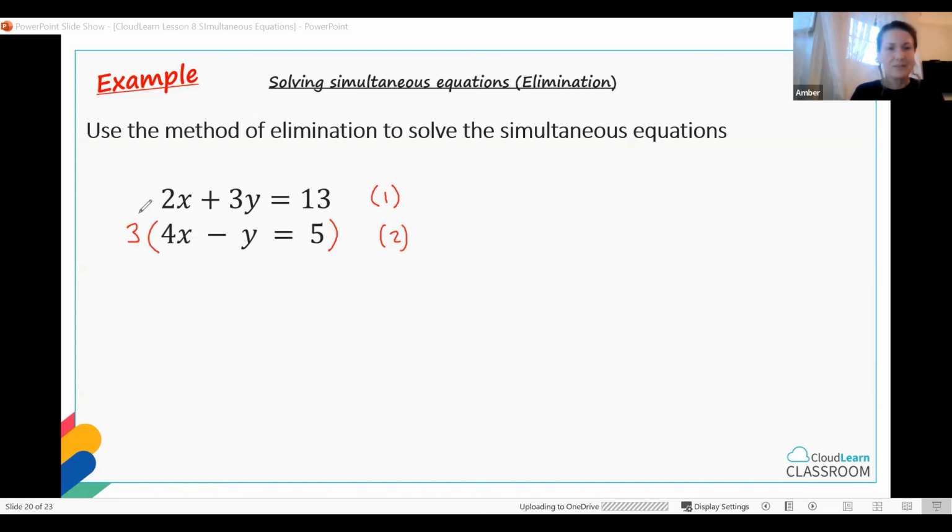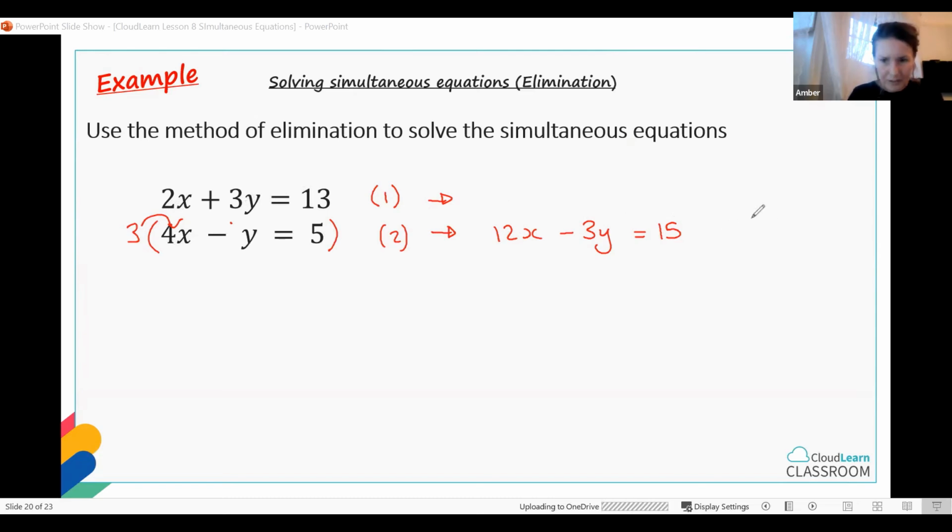So 3 times 4x. Now I need to rewrite my equation here. 3 times 4x is 12x. 3 times minus y is minus 3y. 3 times 5 is 15. So there we go. We've just multiplied everything in the second one by 3. I don't need to change the first one at all because I now have 3y here and I've got 3y there. So I'm just going to rewrite.